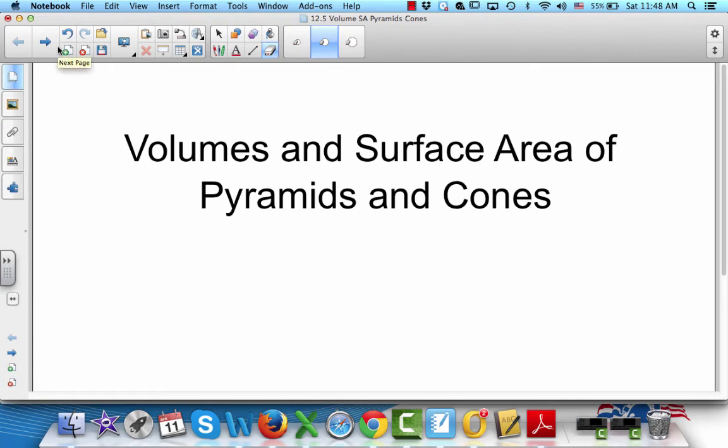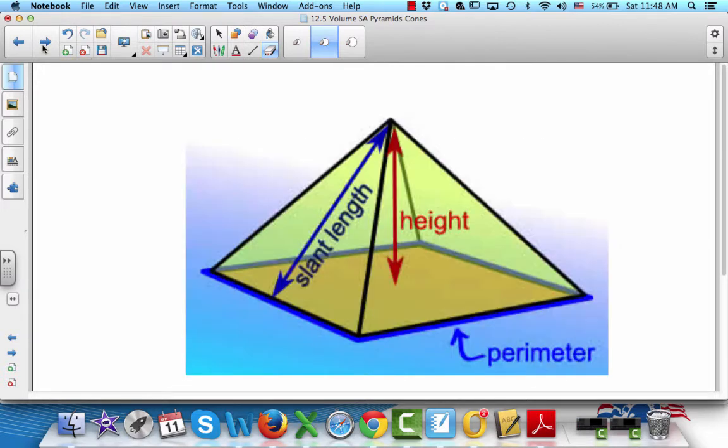We're doing volumes and surface area of pyramids and cones. All right, so when you have a pyramid, these are the parts of the pyramid. We start out with the slant length, which is drawn from the pyramid's vertex up here at the top to the midpoint of the other side. You'll be given that information, okay? You don't have to figure it out. You'll be told this is the slant length, okay?